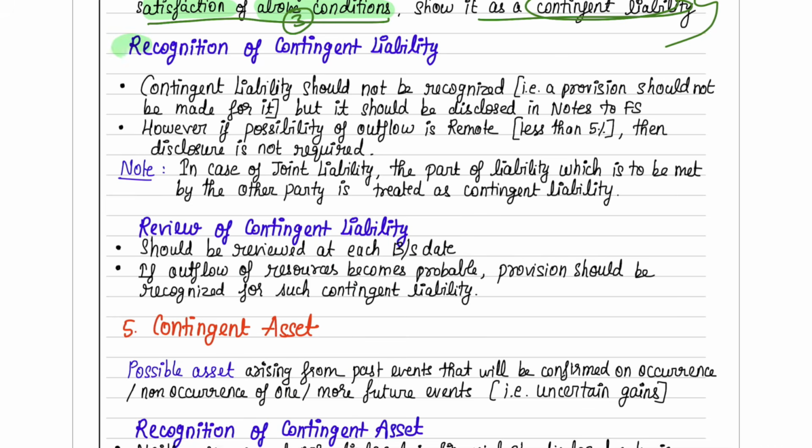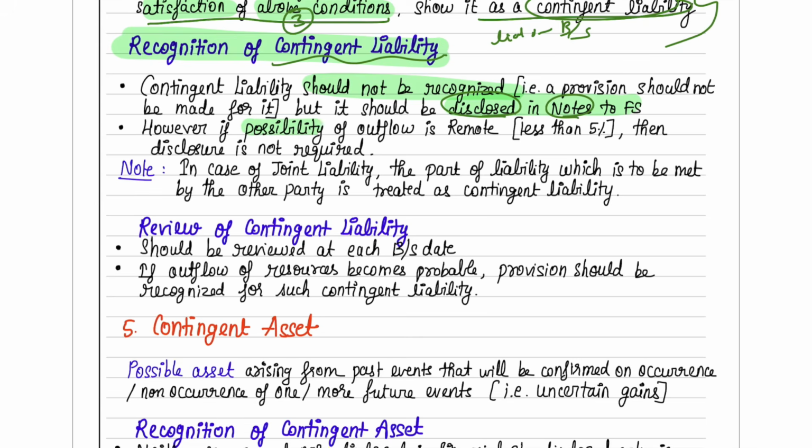Next is, how are you going to recognize your contingent liability? Your provision you will show as a liability in your balance sheet. How are you going to show your contingent liability? Contingent liability will not be recognized. Not recognized means it will not be shown in your balance sheet. It is just going to be disclosed in the notes to FS. So in the notes, you're going to just make a disclosure about the contingent liability, like in the footnotes.